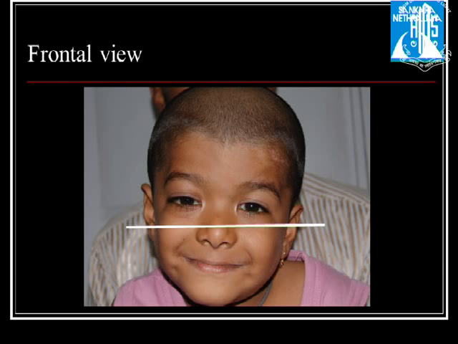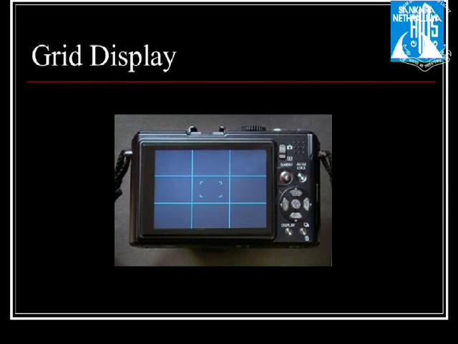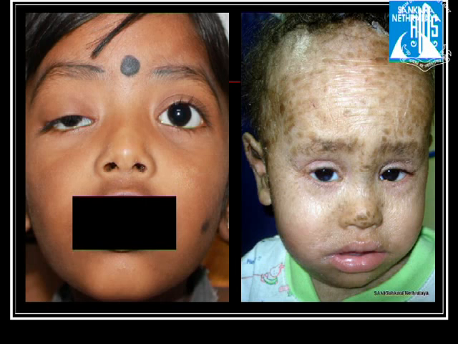If you cannot imagine the line, then you can activate the grid display on your camera if you have it. Some more photographs where the Frankfurt line is not straight. The easiest way to see whether the face is straight is not to look at the eyes but the ears. If you can see both the ears equally, then the head is straight.